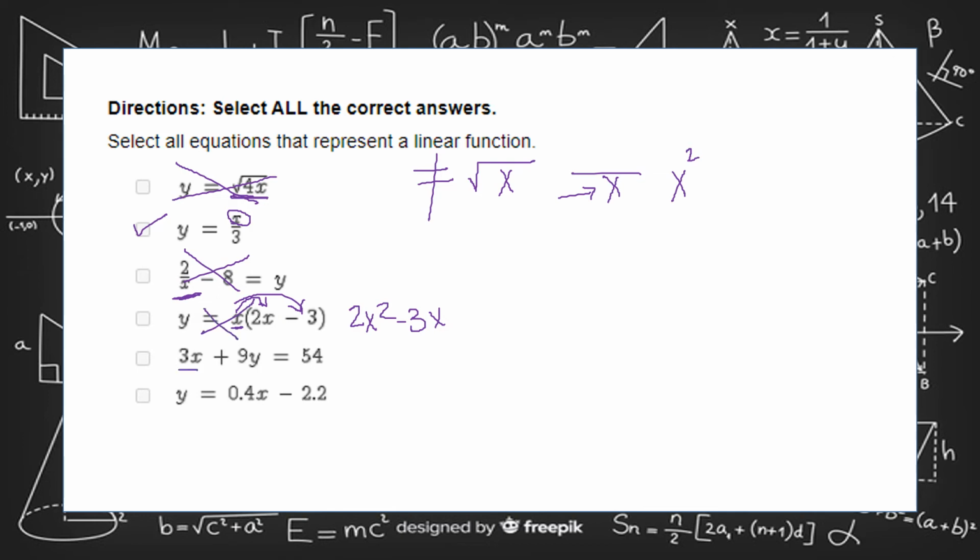Okay, I've got 3x plus 9y. I don't have a square root. I don't have divided by x. And I don't have a square. So that one does work. Same here. Don't have a square root. Don't have divided by x. And do not have an exponent. So that one is correct as well.